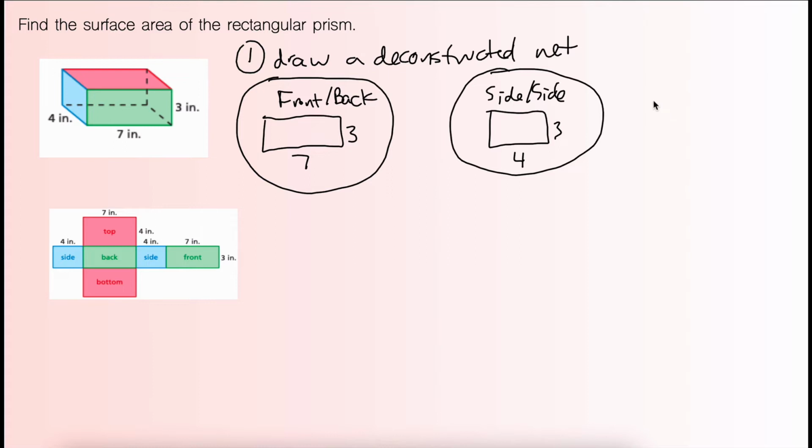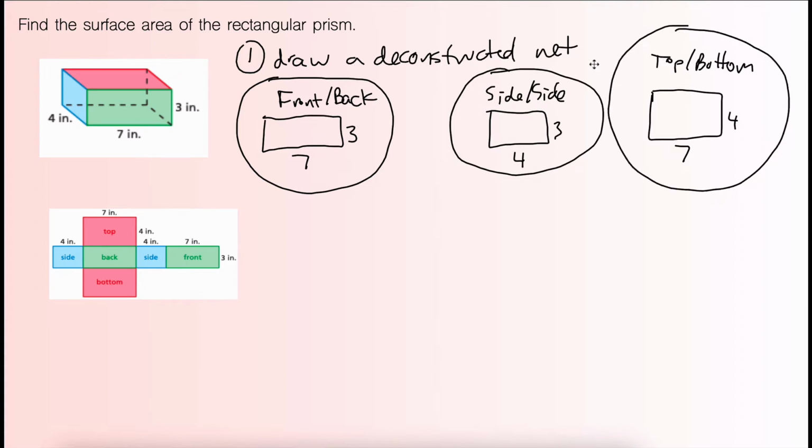And then the last is the top and the bottom of this prism. It's red, and it's 7 inches across, and it's 4 inches from back to front. So this will be a 7x4, and I'll call this the top and the bottom. There's nothing wrong with doing your net like this, meaning drawing it in chunks, deconstructing it.